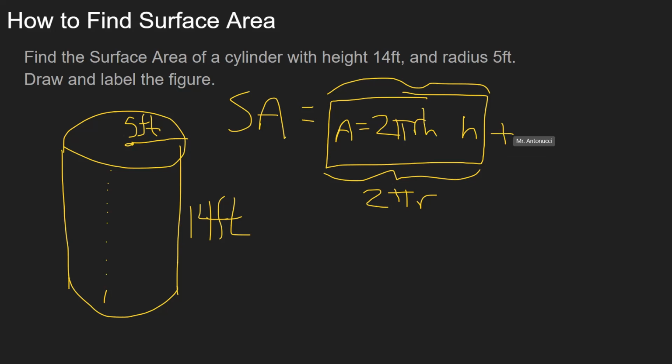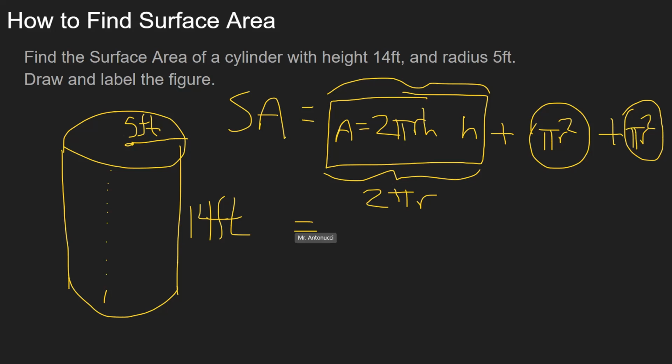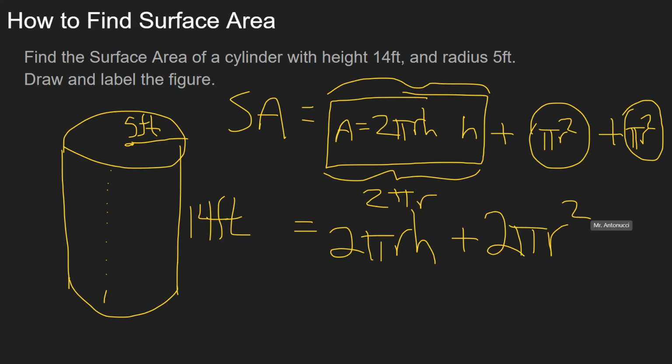But that's not all that's there when you want to cover the can. You also have the top and the bottom, which are both circles. The area of a circle is pi r squared, and pi r squared. So the formula is going to be 2 pi r h, that is the surface area around, sometimes referred to as the lateral surface area, that's the area around the can, plus 2 of the top, two circles, which make the top and the bottom of the can.